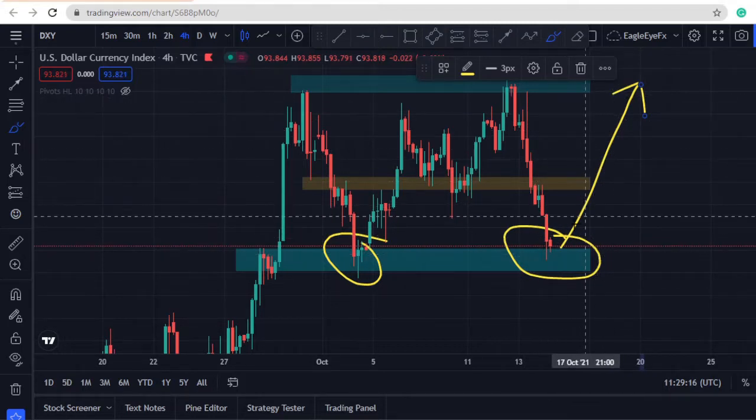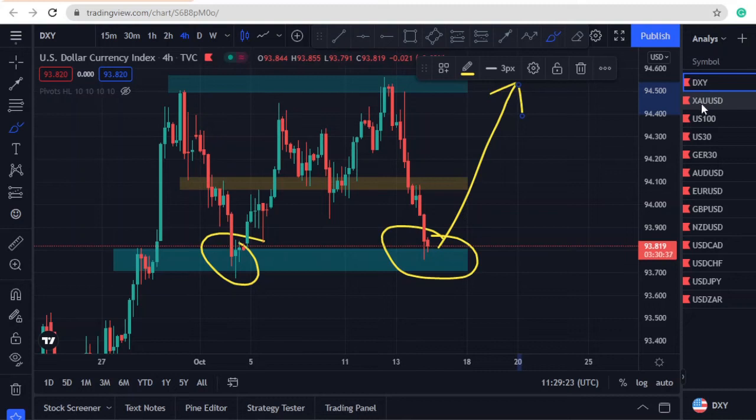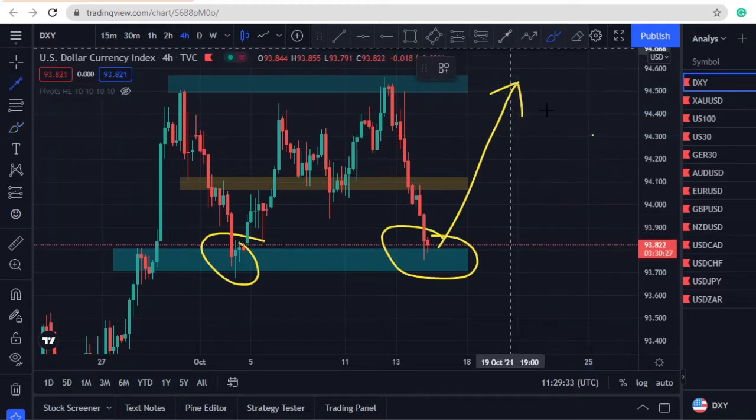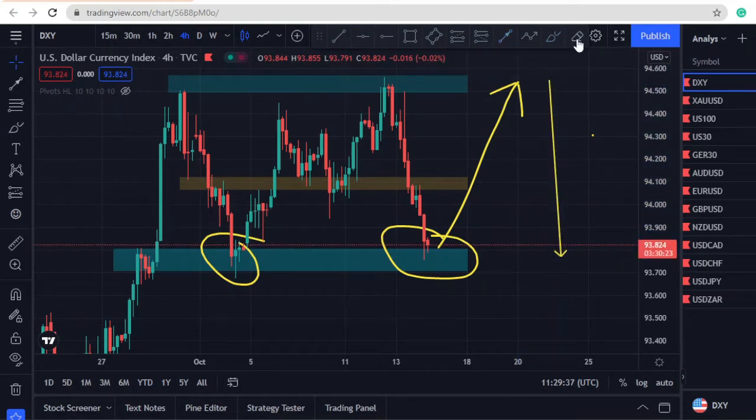What it means is that the dollar has become strong, so the base currency becomes weak. So in this case here, XAU becomes weak, AUD becomes weak, Euro becomes weak, GBP becomes weak, and NZD becomes weak. Therefore, we are going to see what? We are going to see these pairs selling strongly.